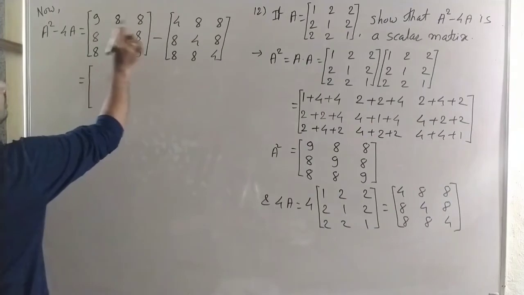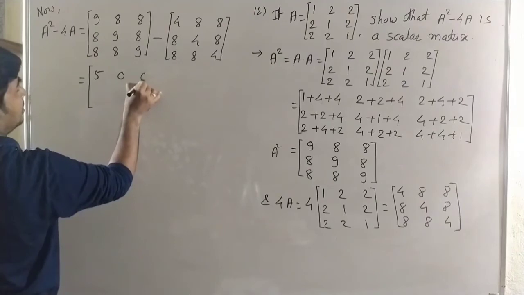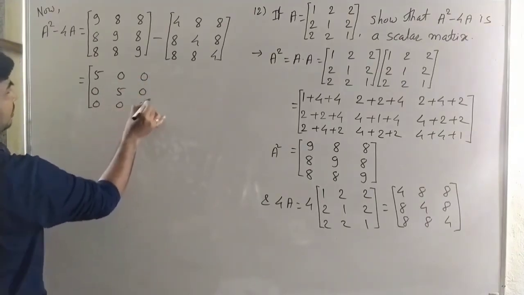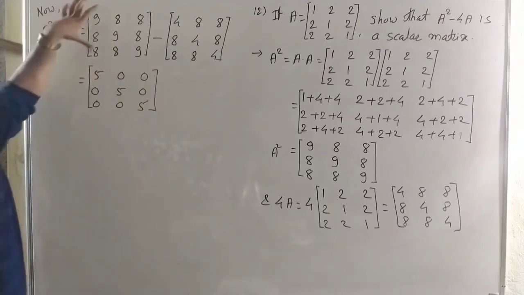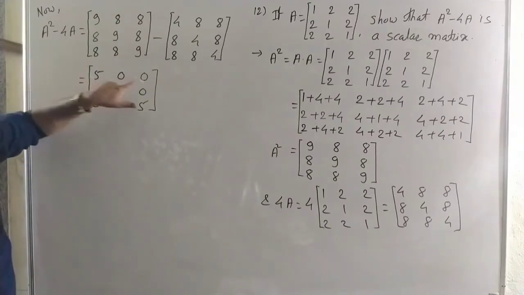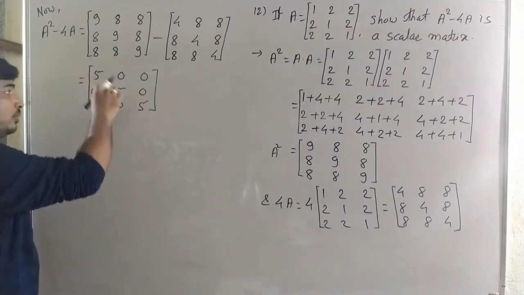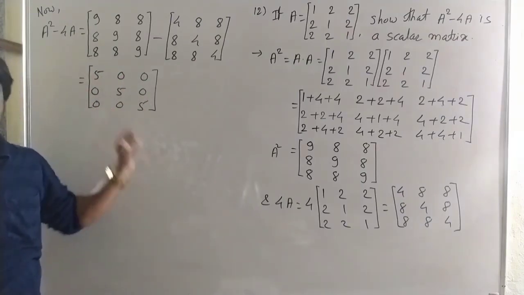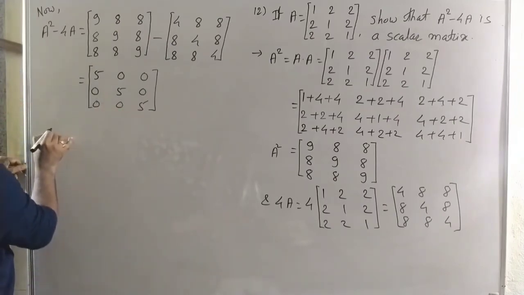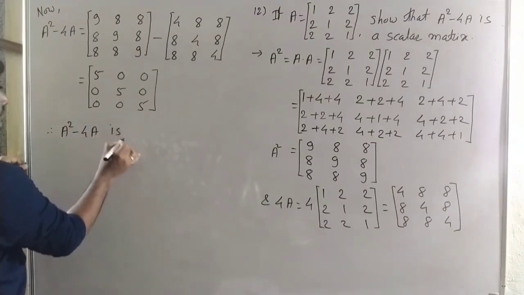Here 9 minus 4 is 5, 8 minus 8 is 0, again 0, and so on. See carefully: subtraction of the corresponding elements, and A square minus 4A is 5 0 0, 0 5 0, 0 0 5. That means the non-diagonal elements are 0 and the diagonal elements are the same. So A square minus 4A is a scalar matrix.